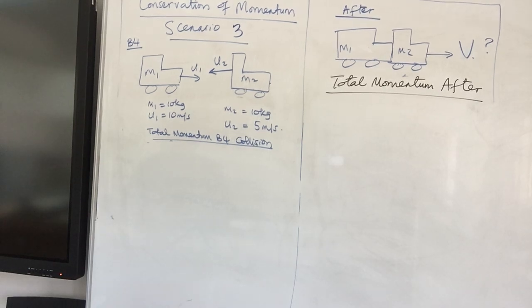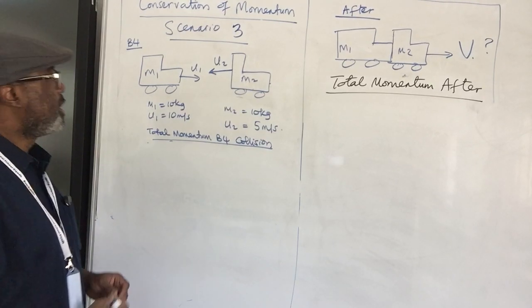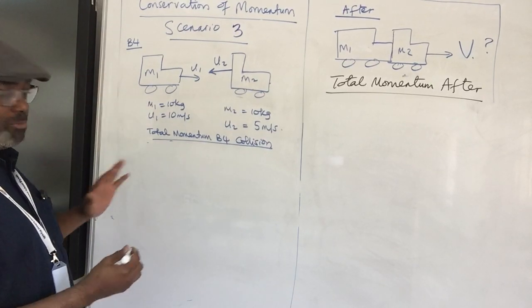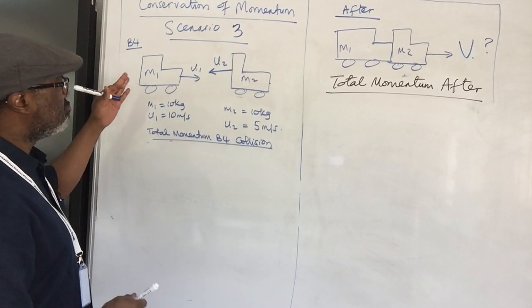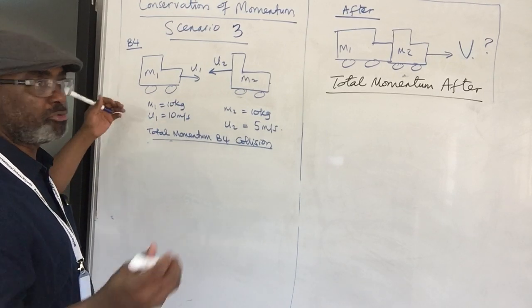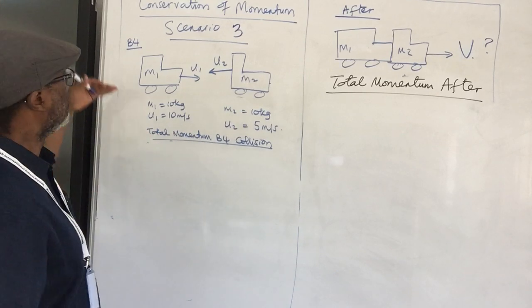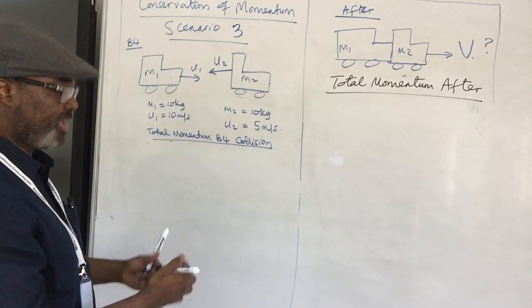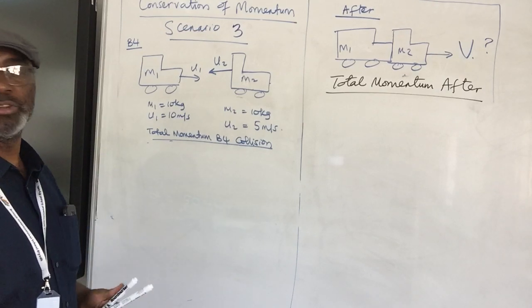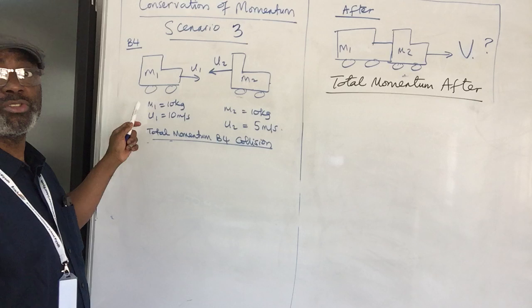Hello, welcome to conservation of momentum scenario number 3. Now, in this scenario, pay attention to the change in direction. There are two objects, cars, human beings, moving in opposite directions. M1 is going this way, M2 is coming this way, so we can talk about a head-on collision about to happen here. Take note that they have the same mass.